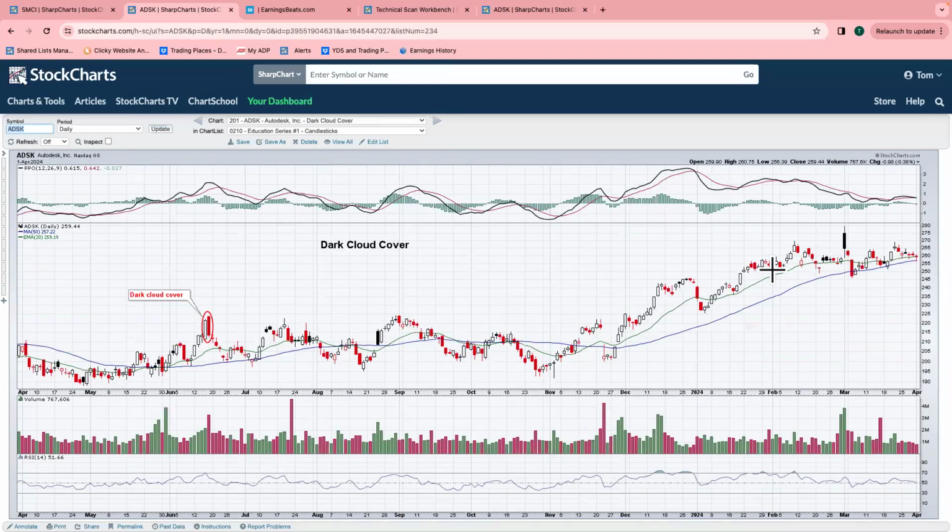Autodesk, this is the dark cloud cover. So I showed you piercing. Remember where the piercing candle comes up and closes in the top half of a candle body? Here we have an uptrend and the opposite occurs. We gap up and we close in the bottom half of that prior candle body. And down we go before we end up going sideways and breaking out.